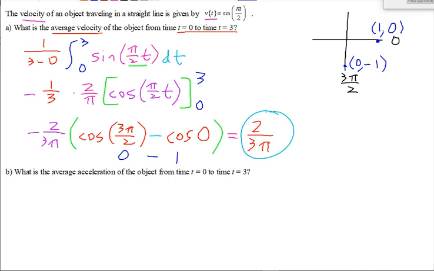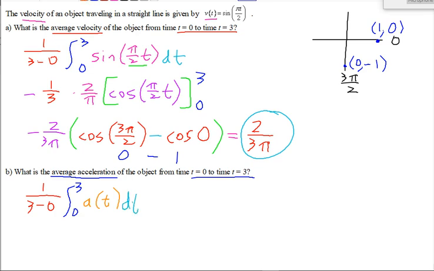Now, this next one asks for the average acceleration on the same interval 0 to 3. So you start off the same way, 1 over 3 minus 0, integral from 0 to 3, but this time we want the average acceleration, so rather than velocity being here, you would put acceleration, a of t, or you could write it as v prime of t if you want, because acceleration is the derivative of velocity.